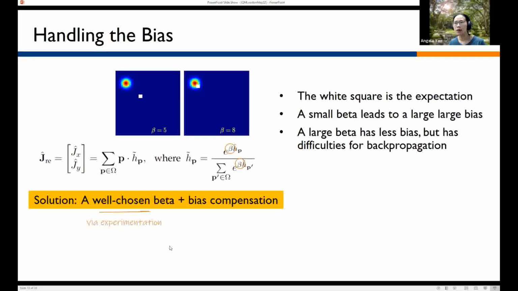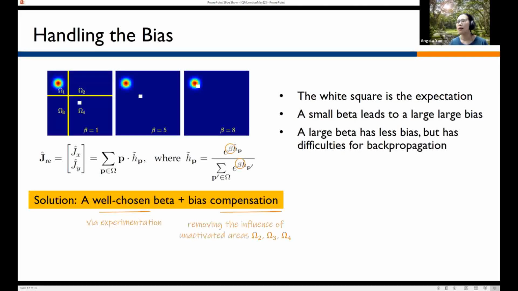And to get a well-chosen beta, of course, this is via experimentation. We try different settings and see what still works reasonably. And then the other setting is that we explicitly put in some compensation for the bias. The way that our bias compensation works is basically to say, I'm going to partition the overall heat map into 4 quadrants. And if we assume that your heat map density is perfectly centered in whatever quadrant, because once the heat map itself is centered, then the expectation is no longer biased, then we can remove the components of omega 2, 3, and 4 here.